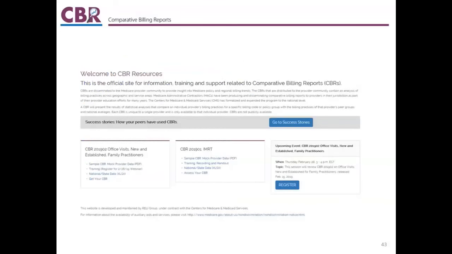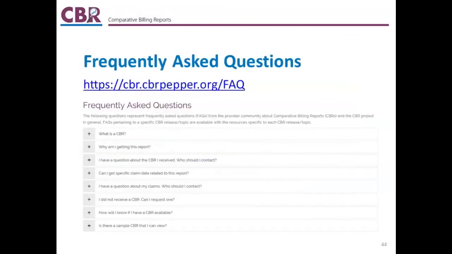And that page looks a little something like this. This is a screenshot. You can see down there in the left-hand corner, there is this CBR, office visits for new and established family practitioners. This is a screenshot of the frequently asked questions page, cbr.cbrpepper.org/FAQ. And again, just take a look at these FAQs. There might be something here that can help you. I have a question about my claims. I did not receive a CBR. How can I request one? Why am I getting this report? What is a CBR? There's a wealth of information here.